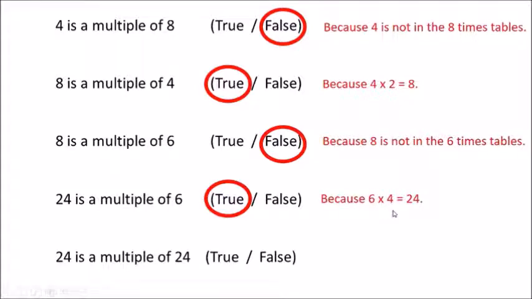And the last one, 24 is a multiple of 24. I know that has to be true because 24 times by 1 gives me 24. 24 is in the 24 times tables. In fact, it's the first number in the 24 times tables.